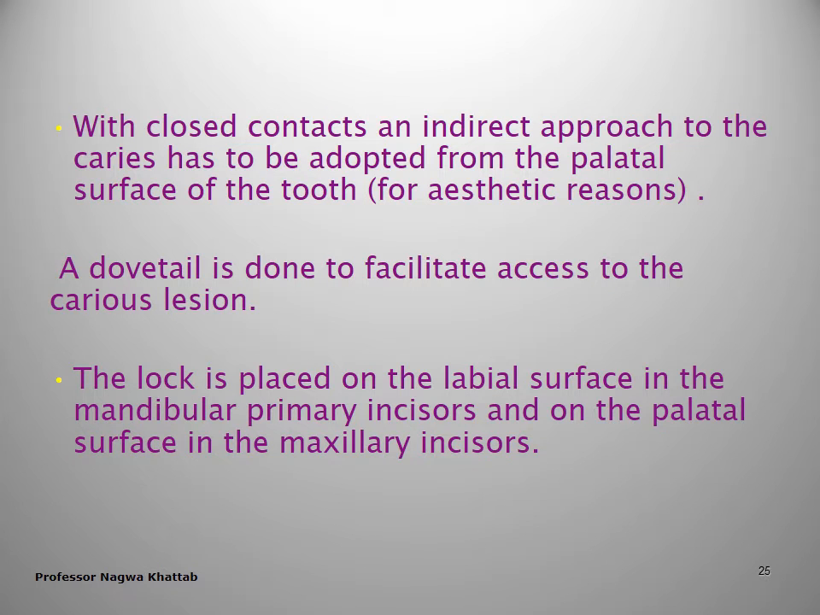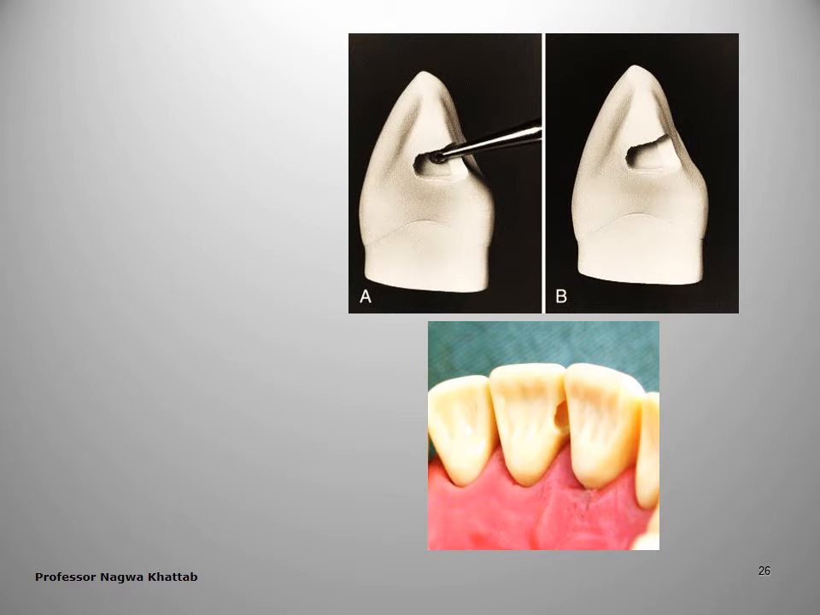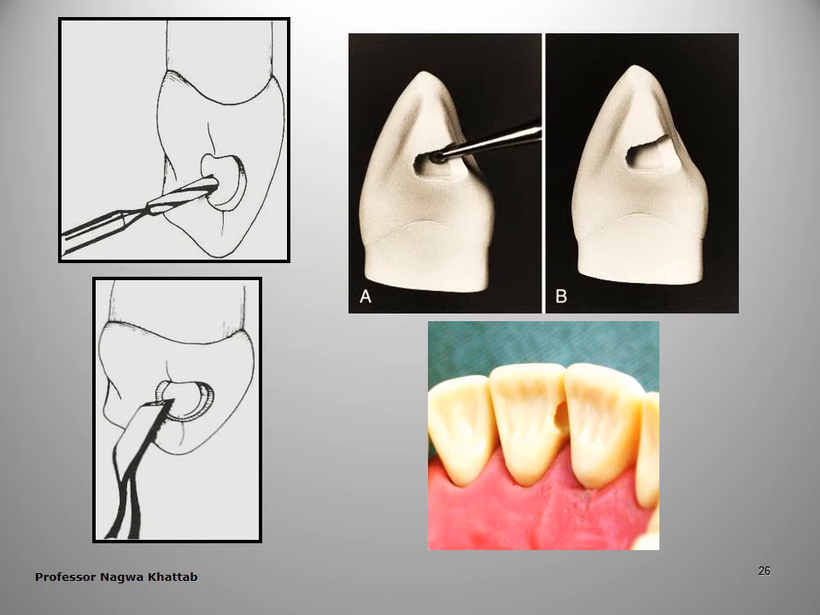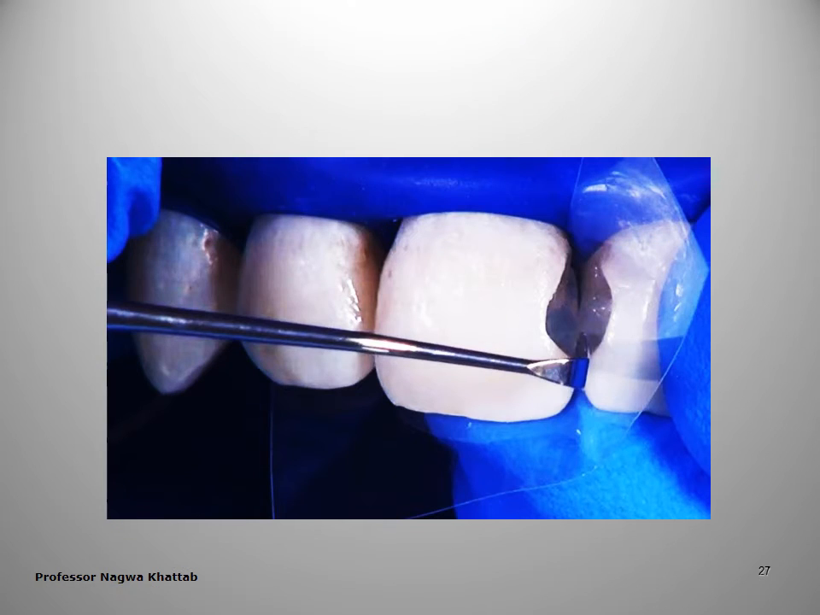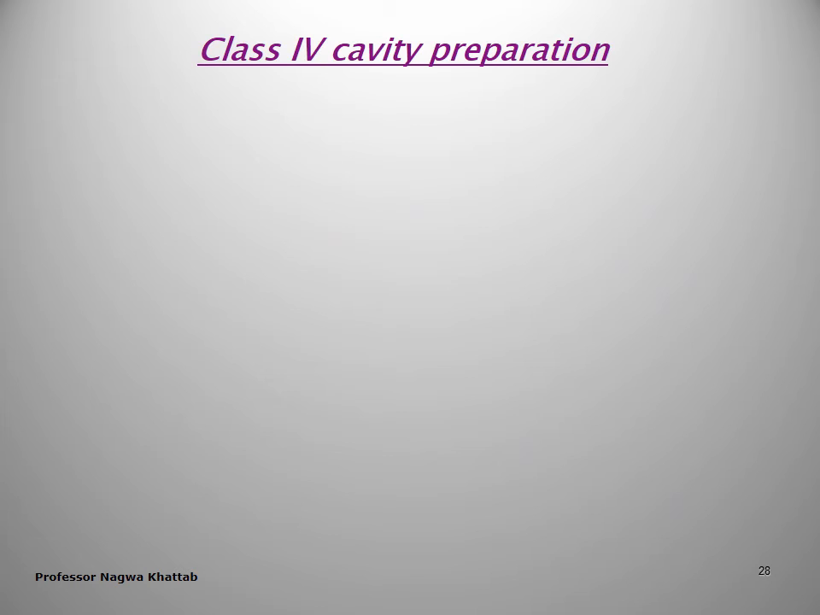If you have a closed contact, you can take an indirect approach for the carious lesion from the palatal surface. You can perform a dovetail that facilitates access to the carious lesion. These dovetails may be placed on the labial surface for the mandibular incisors or the palatal surface for the maxillary incisors. This is class 3. Matrixing and application of aesthetic restoration.